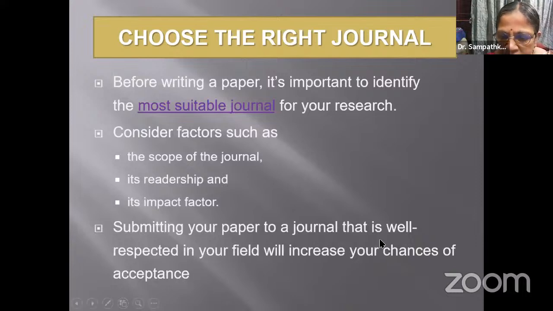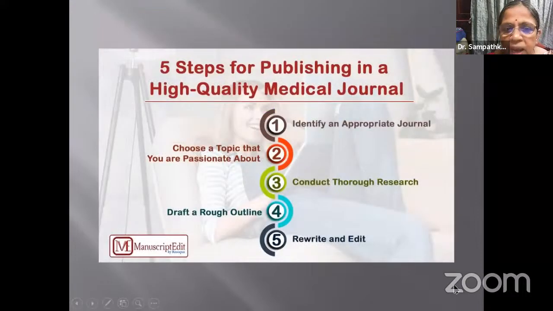Submitting your paper to a journal that is well respected in your field will increase your chances of acceptance. So for a high quality medical journal, as far as we know, we have the Jogi, we have the British Medical Journal, we have the American Medical Journal. So how to select it? Select the appropriate journal and choose a topic that you are passionate about.